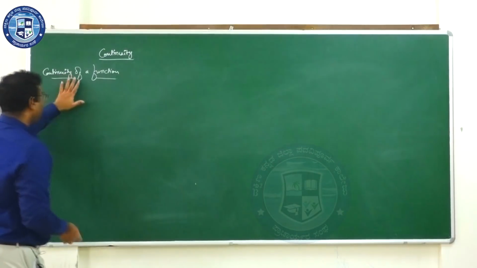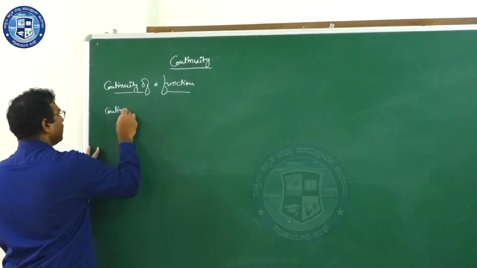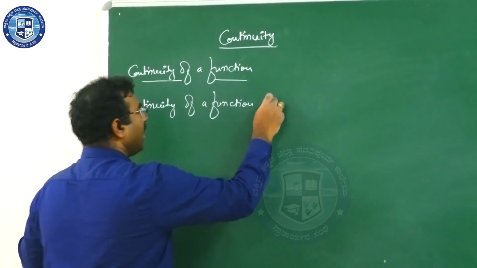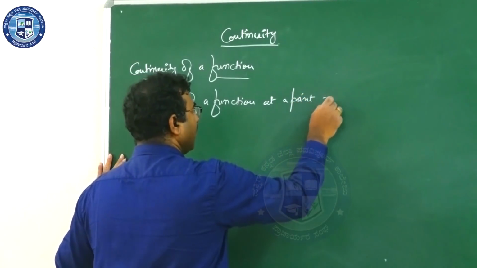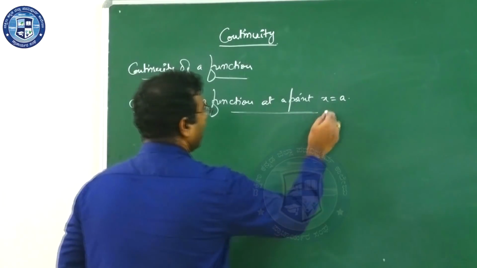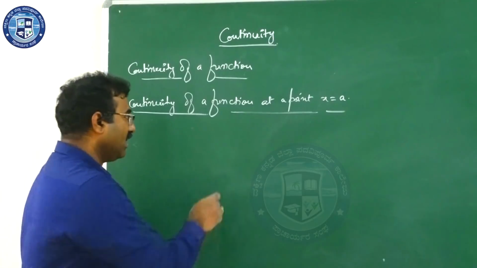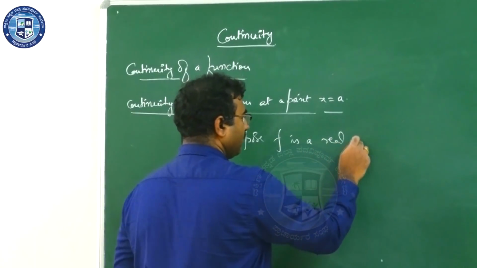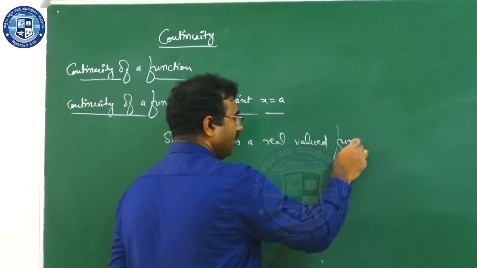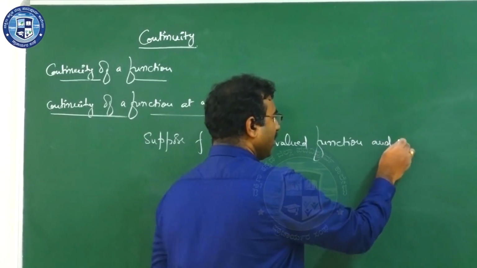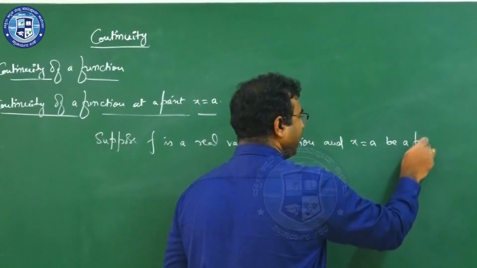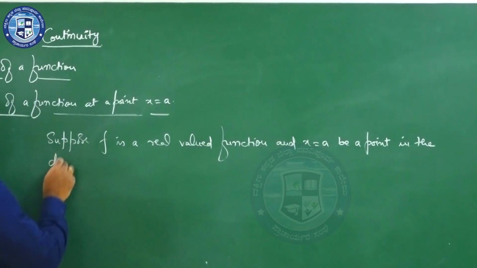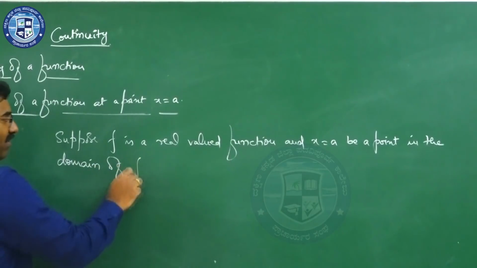So we'll see what is the definition of continuity of a function at a point x equal to a. Continuity of a function at a point x equal to a. Suppose f is a real valued function, and x equal to a be a point in the domain of f(x).